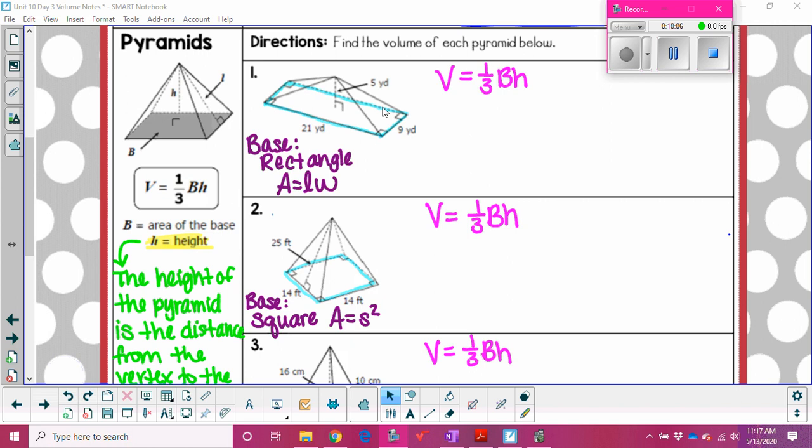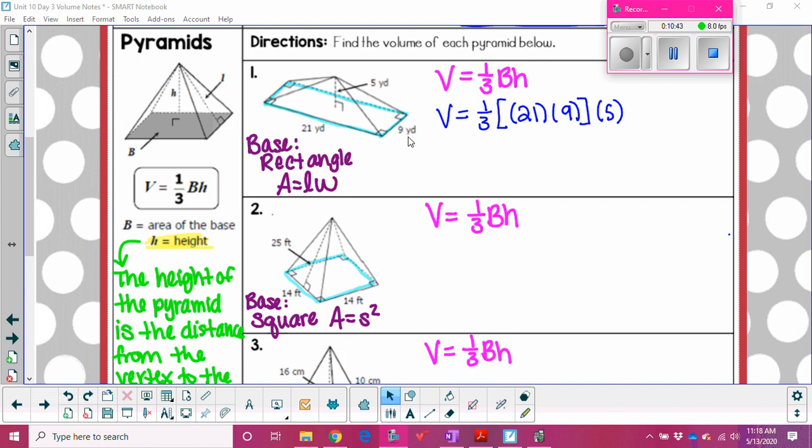Okay, so let's look at number 1 here. We know that the base here is a rectangle, so the formula for the area of the base is length times width. I'm just going to start plugging in my numbers. You have 1/3 times the area of your base, which is 21 times 9, and then times the height of the pyramid, which is 5 yards. So times 5.